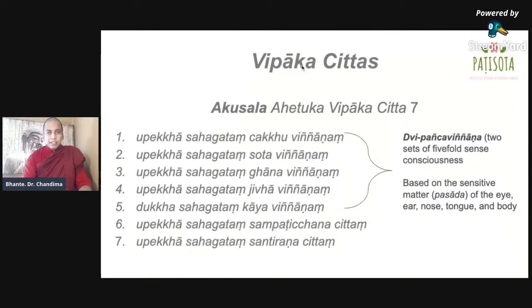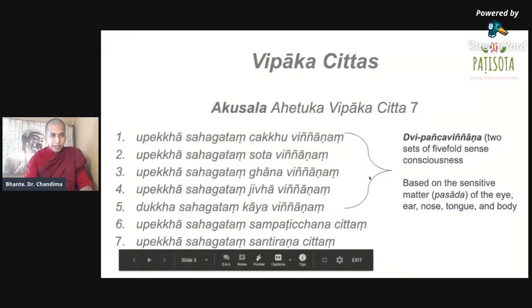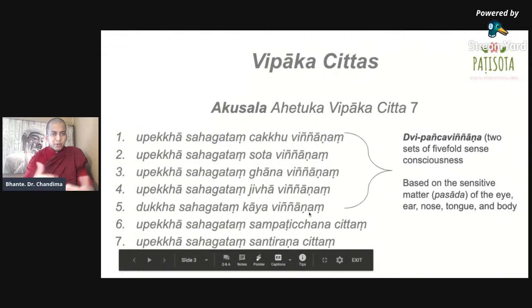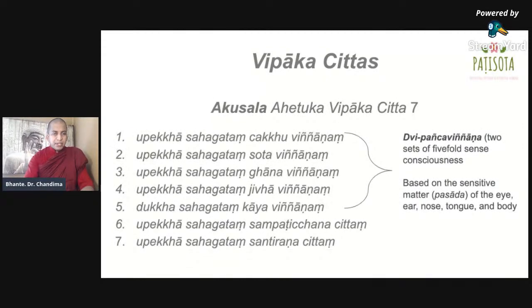Okay. Now you know there are 15 vipaka chittas. Out of the 15 vipaka chittas, the seven vipaka chittas fall into akusala, Akusala Ahetuka vipaka chittas. You can see there are 7. How do we understand these 7? Upekka sahagata. Now you can see 5 vinyanas have appeared in the list: Chakku, Sota, Gana, Jivha, Kaya, because I'm trying to make you learn faster, make you learn easier.